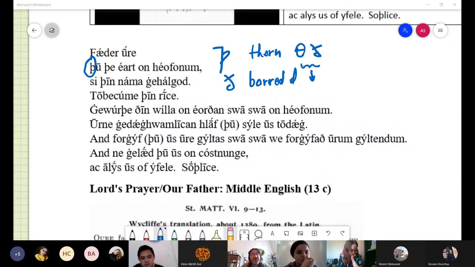Of course, you can ask me, why did they actually have two symbols for the same sound? Just because. This is what happens in spelling systems, right? So basically the thorn and the barred d show the same sound, whose pronunciation depends on its phonological position. Okay.